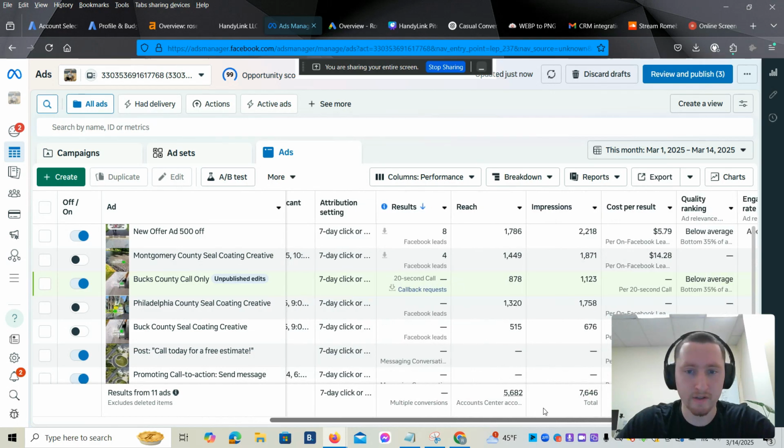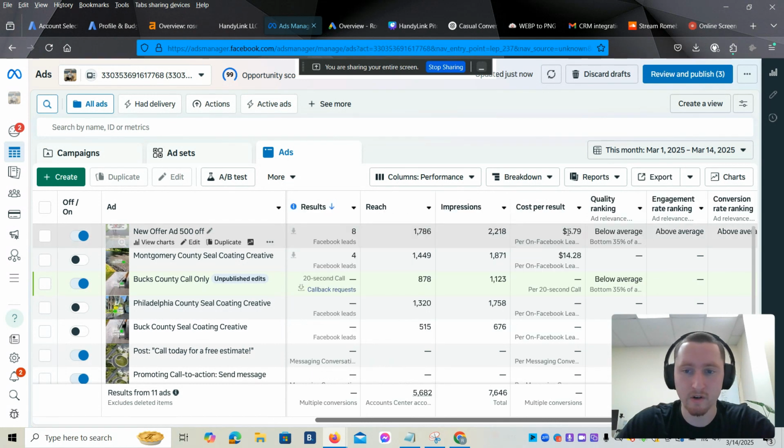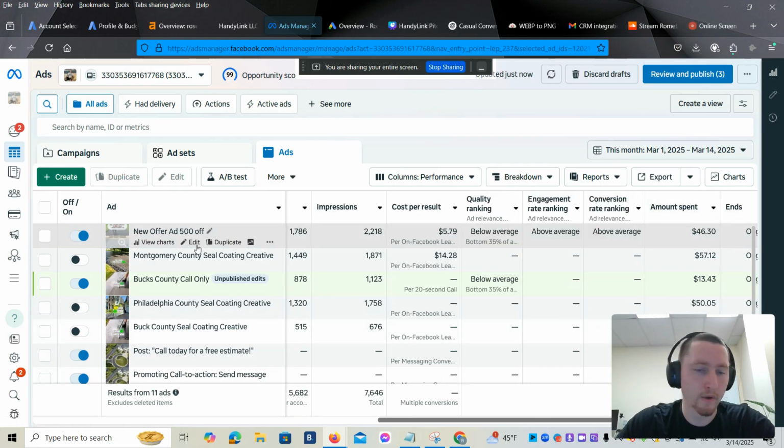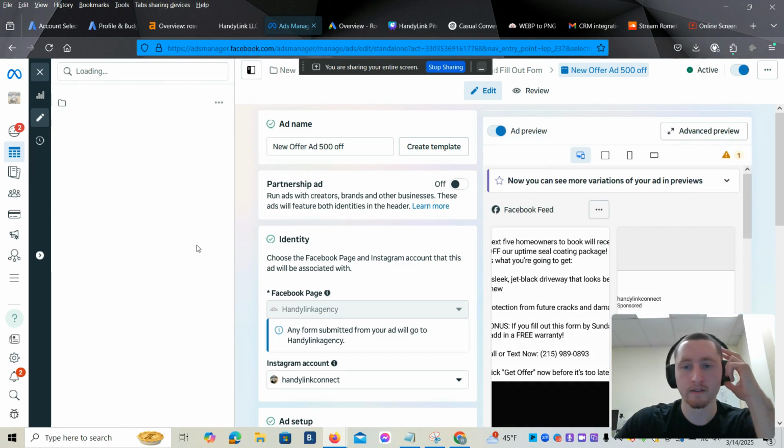So we tested out different campaign ideas and we found the winning one. So far, he's getting a $5.79 cost per lead, $8 a lead so far, and he spent 46 bucks. I know this is a winning ad with this simple offer, and I'll show you basically how we formatted it, what the structure is, very simple stuff.